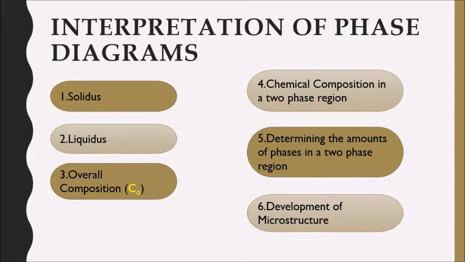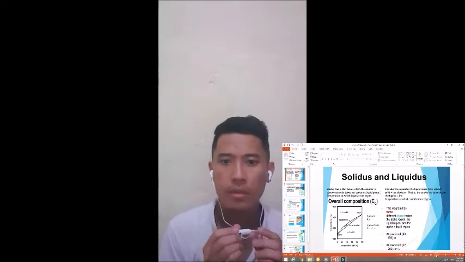There are 6 interpretations of phase diagram: 1. Solidus, 2. Liquidus, 3. Overall composition, 4. Chemical composition in two-phase region, 5. Determine the amount of phase in two-phase region, and lastly 6. Development of microstructure. That's all from me. My friend will proceed to the next slide.